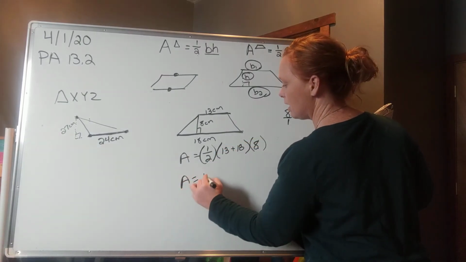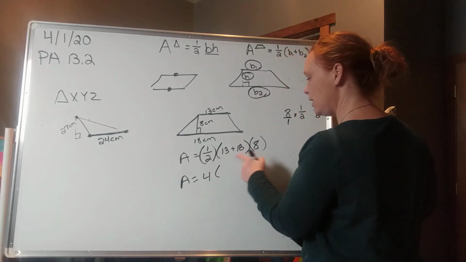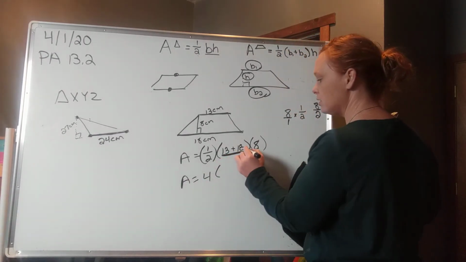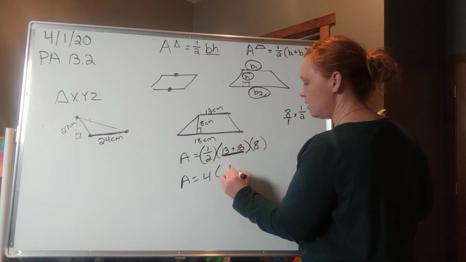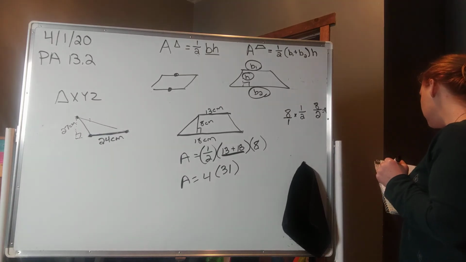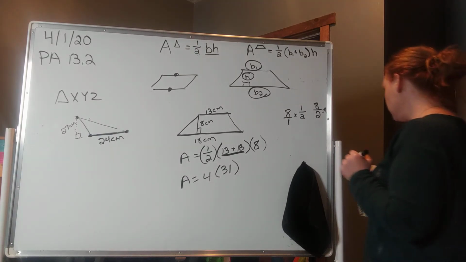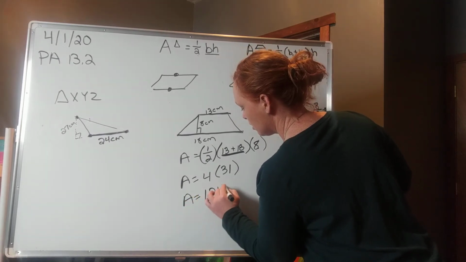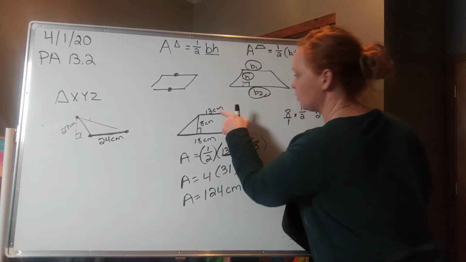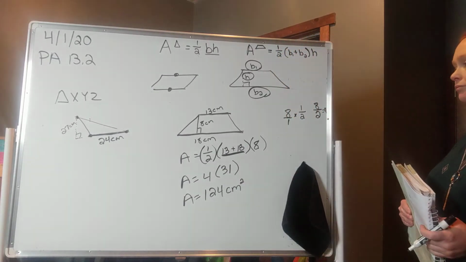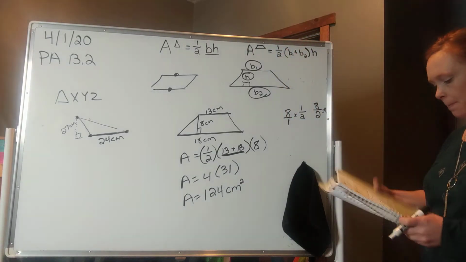So I'm going to say the area is 4 times, and I'm going to go ahead and add, because these are in parentheses, so they have to be added up first. 13 plus 18 is 31. So we get 4 times 31, and that should give you 124 centimeters, because that's what we used in our problem, squared, because we're finding area. Okay?